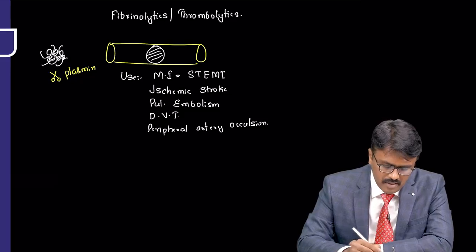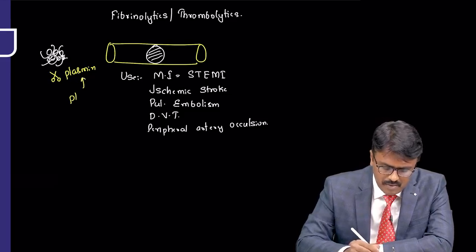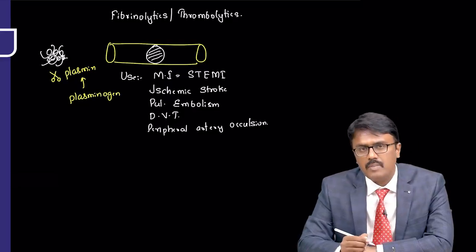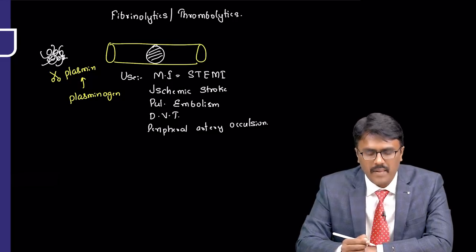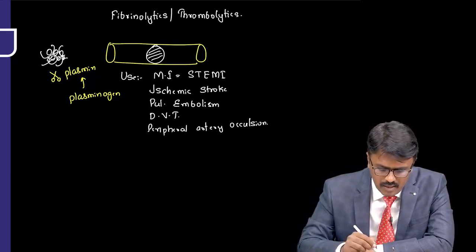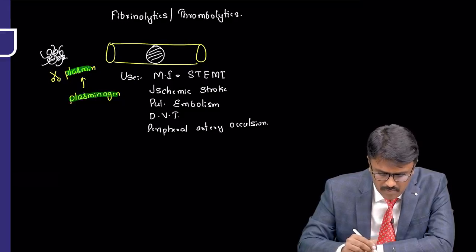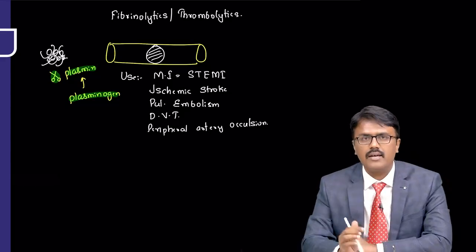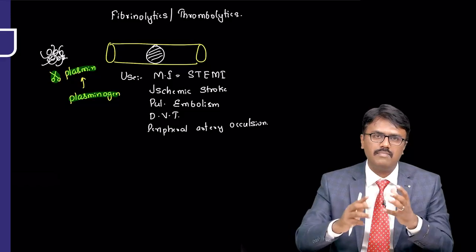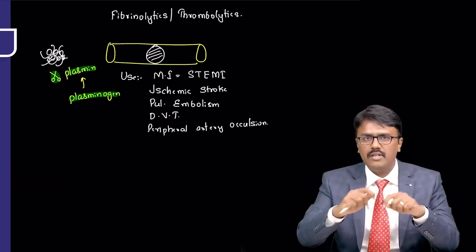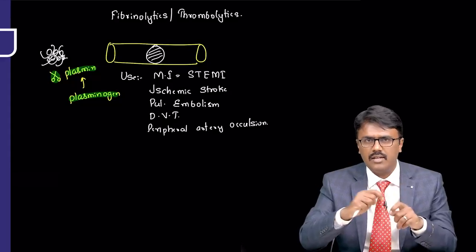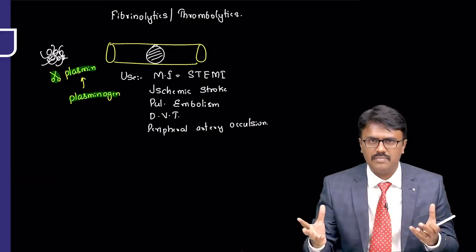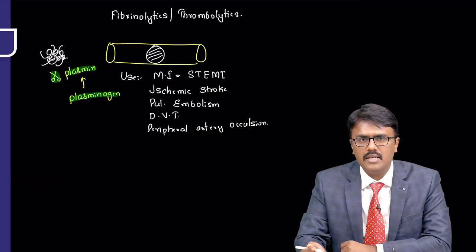So plasmin should be activated. Where do you get plasmin? You will get plasmin from plasminogen. So whatever drugs we use, they are going to convert plasminogen to plasmin, and that will act as a scissor and cut the clot. It's like you are keeping some goods inside and tied the rope. If you want to clear it up, cut the rope and it will come out. The same thing happens here.